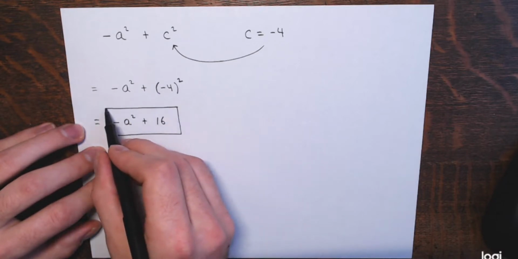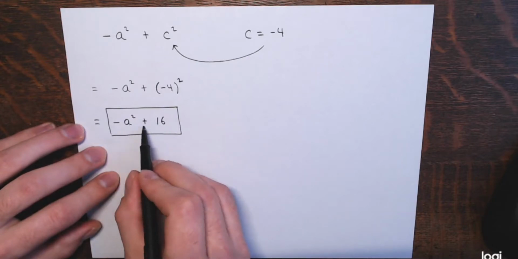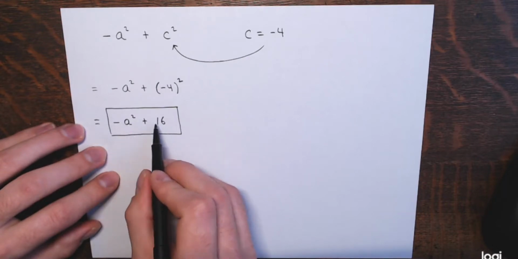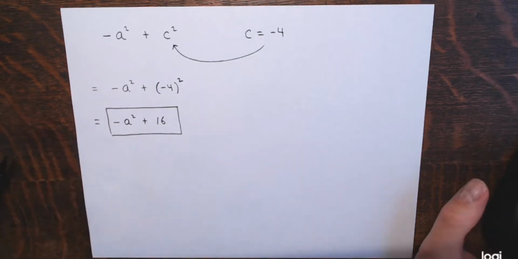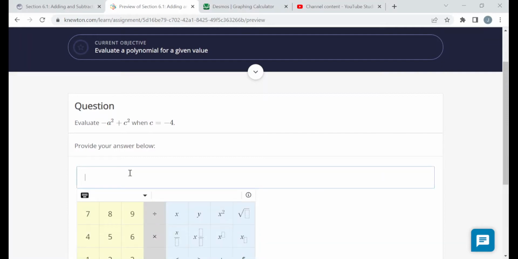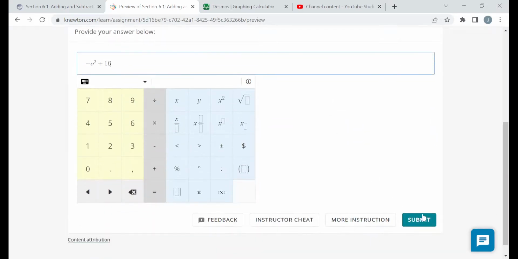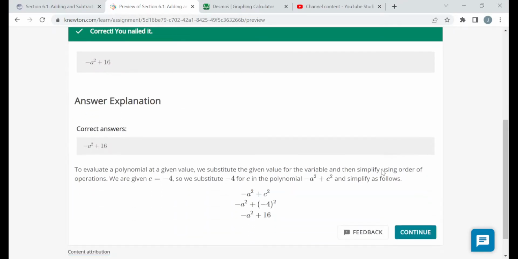And that's it, because we don't have a value for a. And these are not like terms. This has a squared, and this has no variables at all, so you can't put these together. This is it: negative a squared plus 16. That's what I'm typing: negative 1 times a squared, and then plus 16. Great.